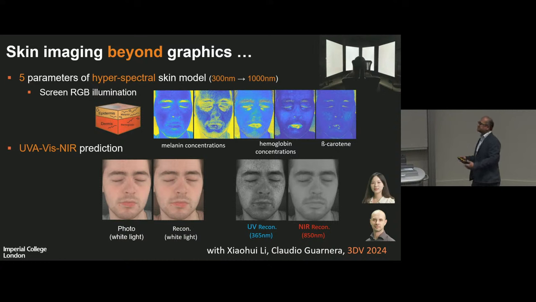In a more recent work with PhD student Xiaori Li, we first collapsed the light stage to just the screens, as I talked about before, which produce RGB illumination. We've expanded the skin reflectance model from the visible spectrum to hyperspectral, which means it's spanning into the UV spectrum on the short wavelength side and the infrared spectrum on the long wavelength side. And we've also expanded the dimensionality of the biophysical model, which means now not only can we reconstruct facial appearance under white light, we can also predict facial appearance under UV light and infrared light.